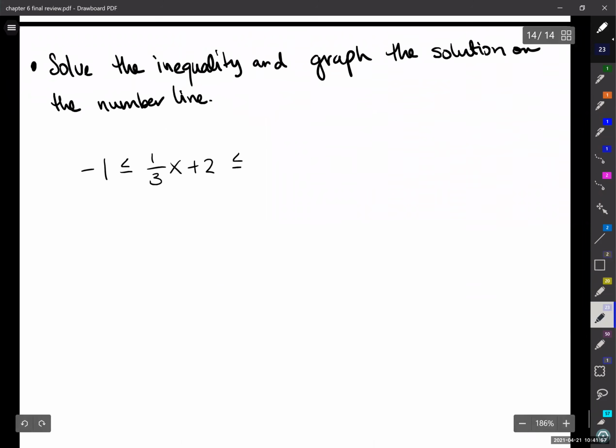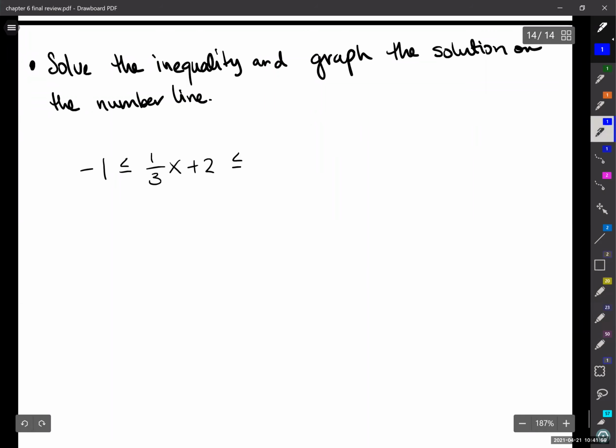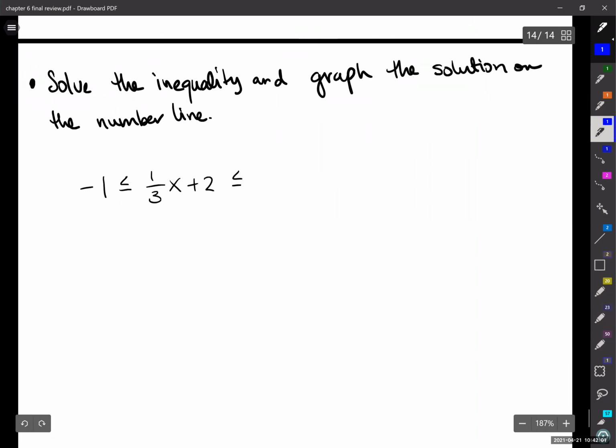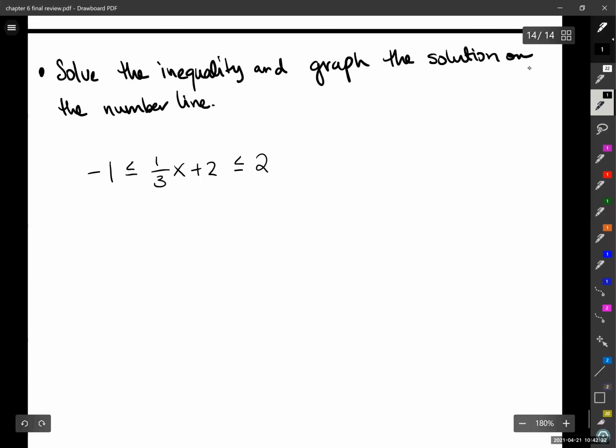Now, I believe this is our last one here. Now, as we begin to solve this inequality, do you all see that we do have this 1/3 here? So if we want to get rid of the 1/3, we might multiply everything by 3. So this would have to be multiplied by 3. This would have to be multiplied by 3. It would distribute. And this would have to be multiplied by 3.